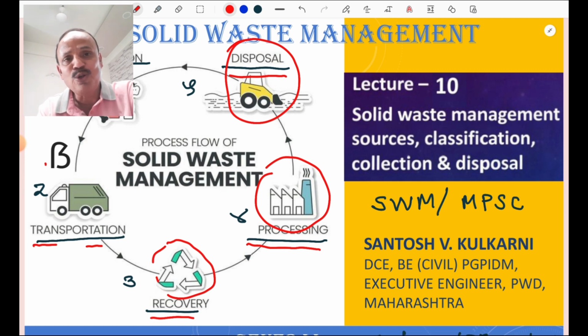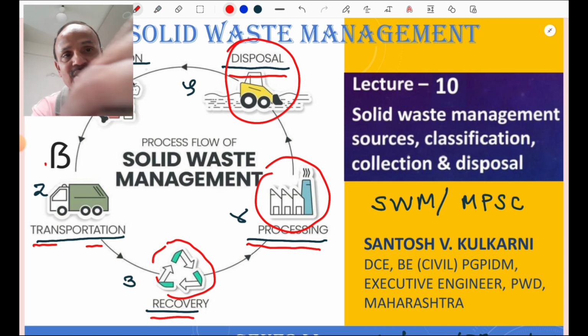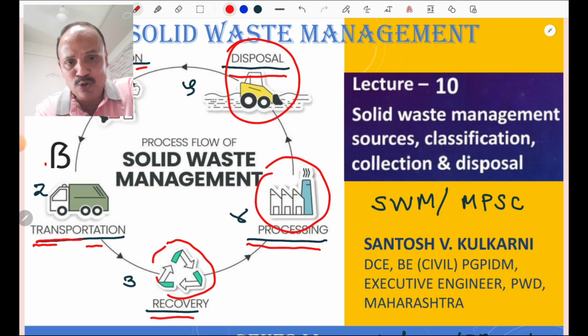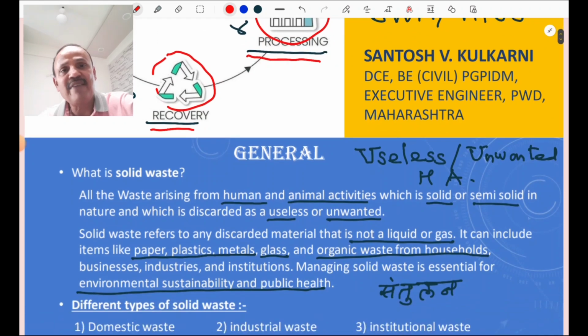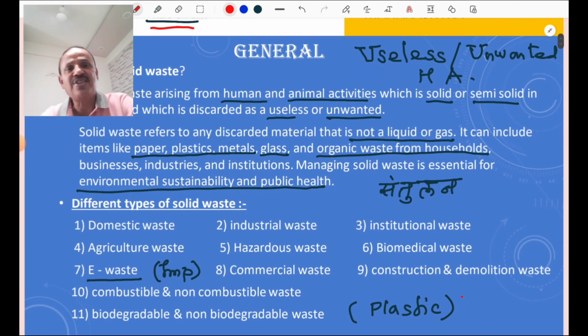The process flow starts with the collection. Then it goes to transportation of that solid waste. Then we can recover some part of that solid waste. Then we process that solid waste and then we dispose that solid waste. So all these processes are very important in case of solid waste management. So we have to manage that solid waste. So let us start the lecture with the definition of solid waste, which is described in my short.